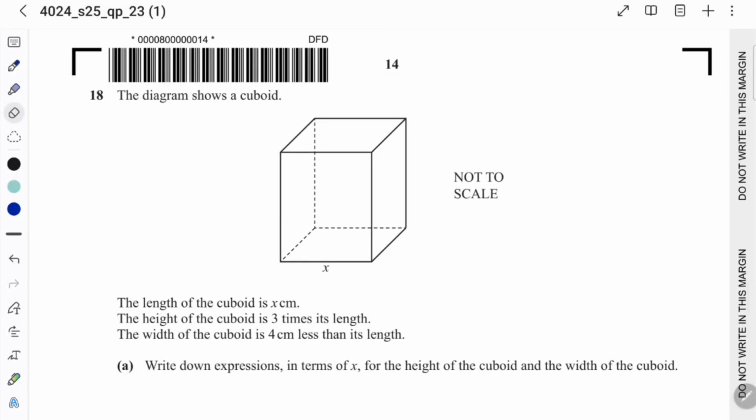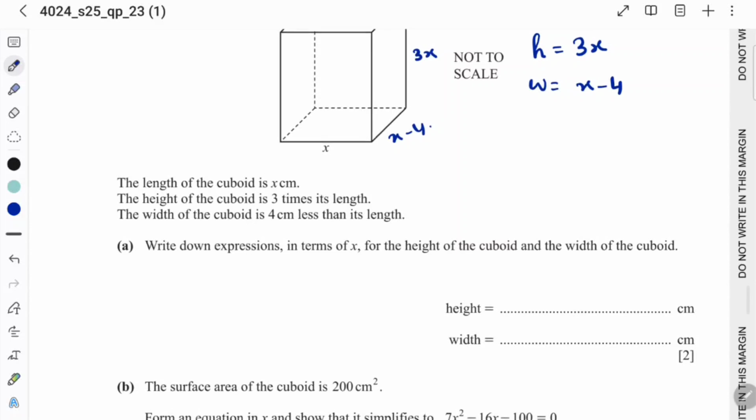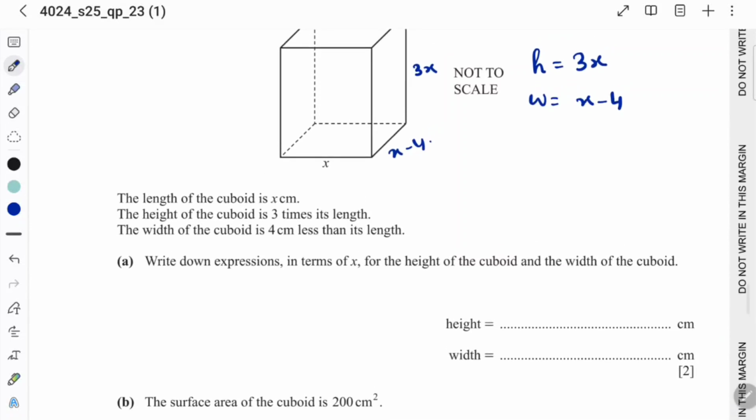In question number 18, we can see the length of the cuboid is x, the height is 3 times its length, so the height is 3x. Okay, and the width of the cuboid is 4 centimeters less than its length. Its length is x, so 4 centimeters less means the width is x minus 4 centimeters. Write down an expression in terms of x for the height and the width of the cuboid. So the height is 3x and the width is x minus 4.